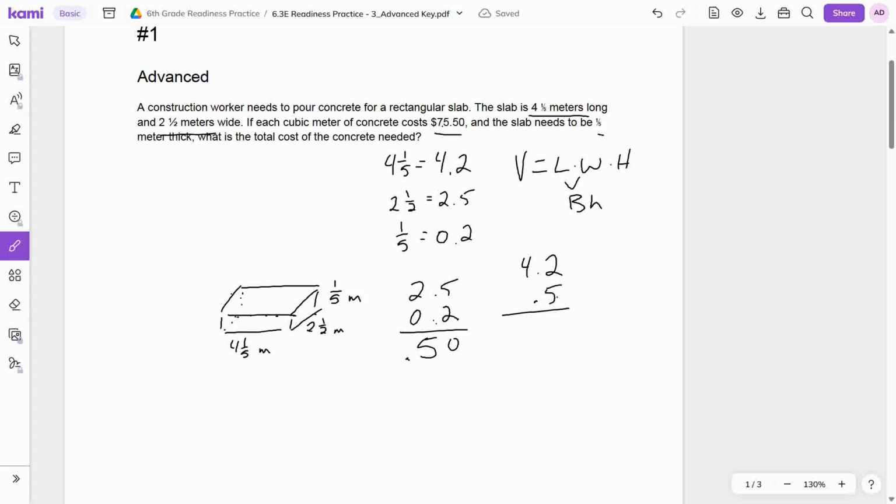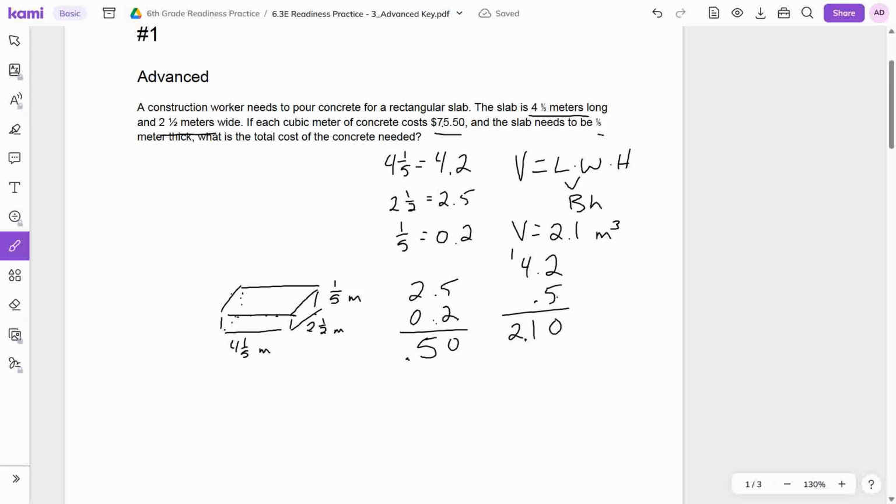And then that's going to give me 10, and then 21. And since there are 2 digits behind the decimal, really it's 2.1. Okay, so the volume equals 2.1 cubic meters. Now, that's not the question.